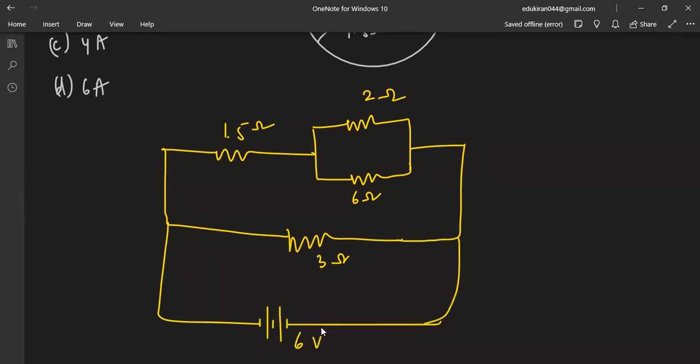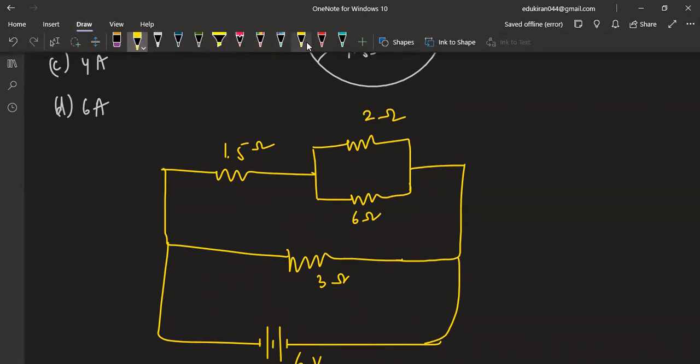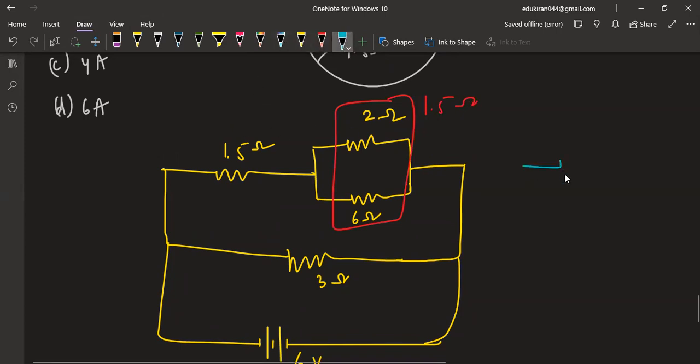And this is 6. Now see, 1.5 is here, right? This is 1.5. And this will be 6 into 2 plus it. This will also be 1.5. So instead of this, I will write it as 1.5 ohms. So 1.5, 1.5 in series. This will become 3 ohm.